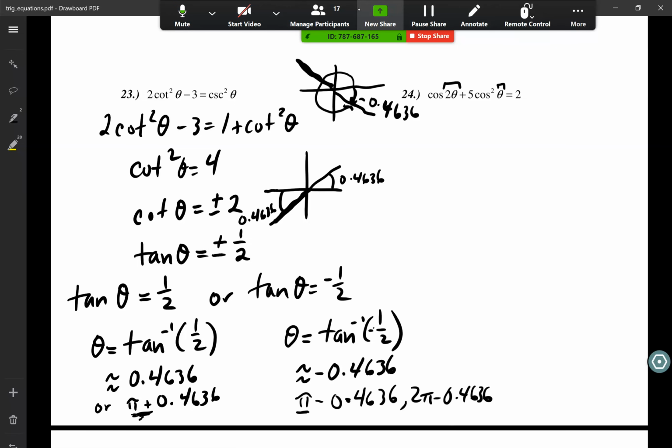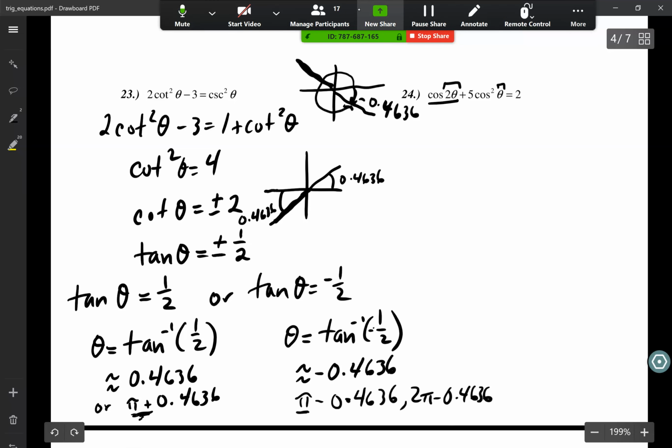Okay, so unlike the previous problem where we used an identity because we had different trig functions, in this one we have arguments that are different. When we still want to try to factor this, not only do we need the same trig function, we need the same argument. We need the inside of the function to be the same.